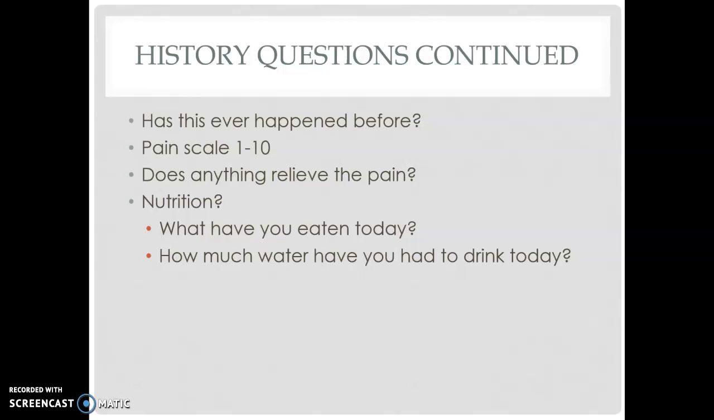And the way that I personally do this is say, please describe your pain on a scale of 1 to 10, 10 being the most severe. Usually that means it's the worst pain you've ever felt and you feel like you need to go to the hospital. 1, you can barely feel it.